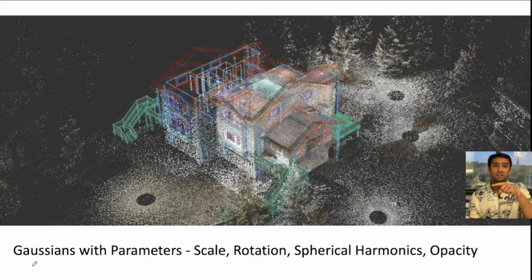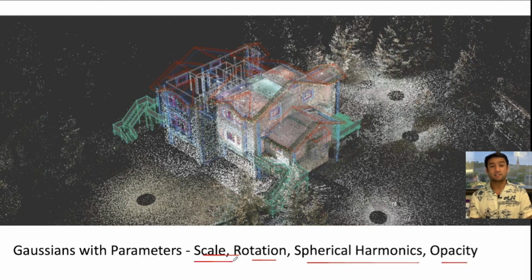In 1D, a Gaussian is like a bell curve. In 2D, it's like a two-dimensional distribution. And in 3D, you can think of them as ellipsoids. These ellipsoids have different parameters like scale, rotation, spherical harmonics, and opacity. And let's talk about what these parameters mean.